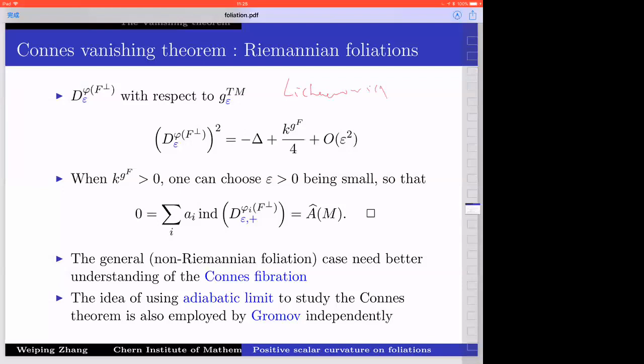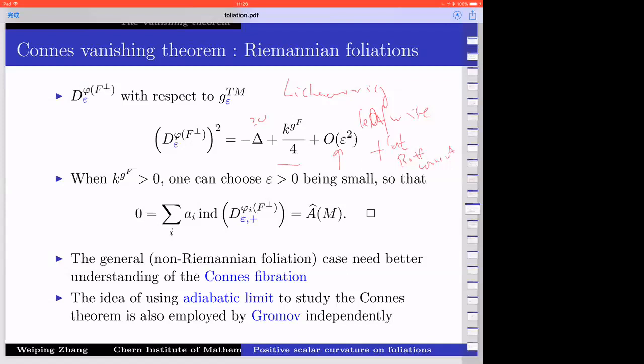Lichnerowicz theorem. Simply, when epsilon tends to zero, this is still the Bochner-Laplace positive scalar curvature. And all the contribution of the transverse bundle is going to be O(epsilon squared). This comes from the fact that there is a flatness of the Bott connection. So the foliation structure comes from here.